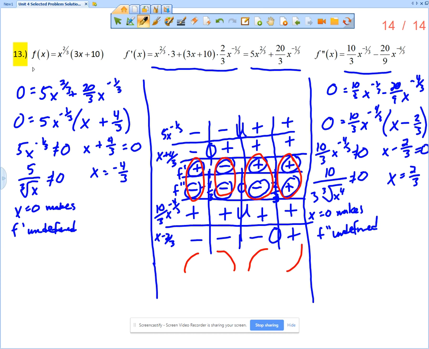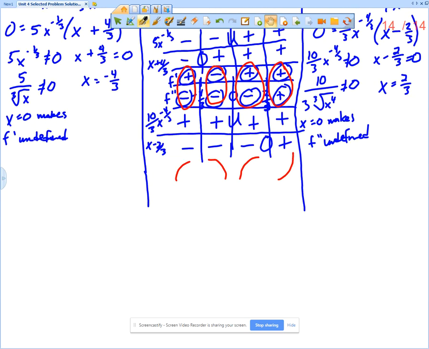And since we were given the original function, we can find an initial point. Usually 0 is the easiest. So f of 0 equals what? Well, 0 to the 2/3 is 0, times 3 times 0 plus 10, so that would be 0. So f of 0 is 0. So we're going to put a point at 0, 0, and then we're going to draw the graph accordingly. So I put a point at 0, 0. Then I'm going to go over to x equals 2/3, and then over here on the left to x equals -4/3.